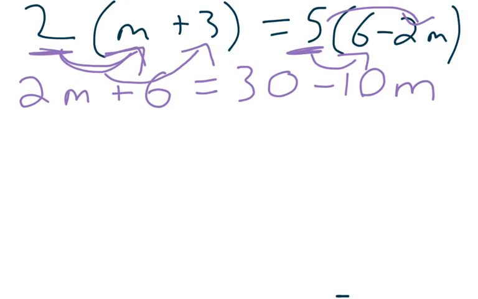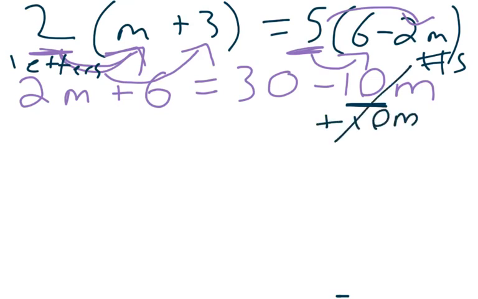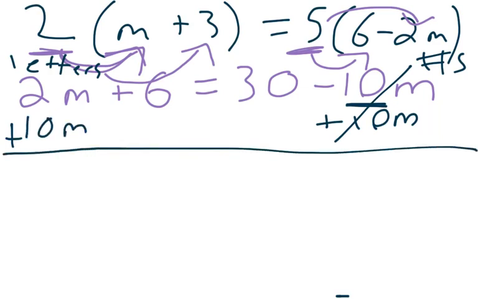Now, again, I want to get my numbers over here and my letters over here. So I want to move this 10m over to be with the 2. So it's a minus 10. So I'm going to do the opposite of subtracting, which is adding. So I'm going to add 10m over here. And what you do to one side, you have to do to the other. So I have to do it over here too. So 2 plus 10m gives me 12, and then the m just comes with it. And then I'm going to bring down my plus 6, and my equals 30.